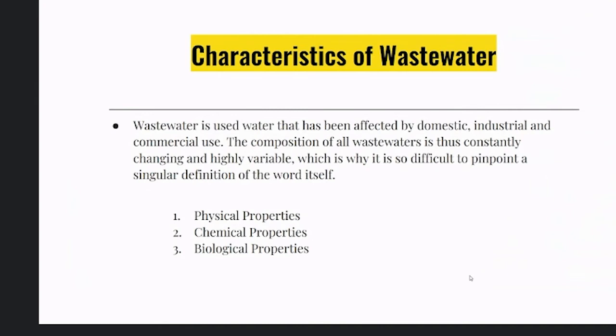So, yung next na report po is characteristics of wastewater. So, wastewater is used water that has been affected by domestic, industrial, and commercial use. The composition of all wastewaters is thus completely changing and highly variable, which is why it is so difficult to pinpoint a singular definition of the word itself. Because of the different chemicals for both industrial and commercial household uses, it causes the wastewater to be constantly changing in terms of its properties. Characteristics of wastewater can be classified into 3, which is the physical properties, chemical properties, and biological properties.